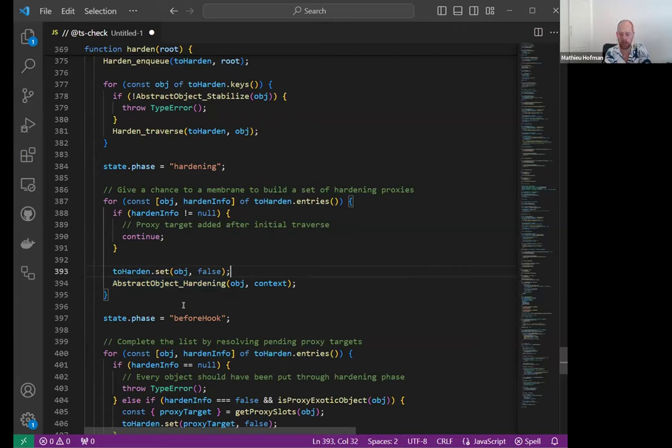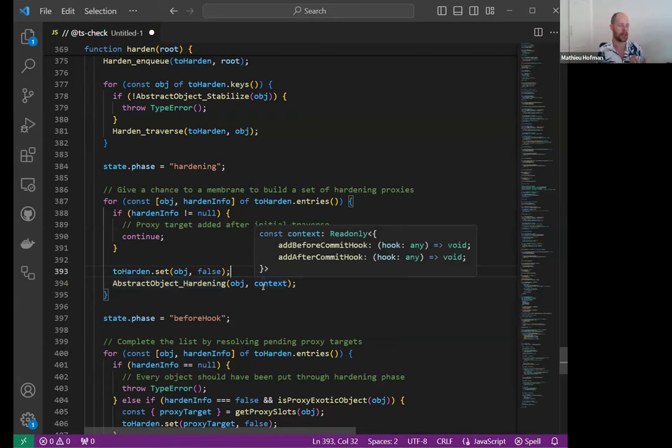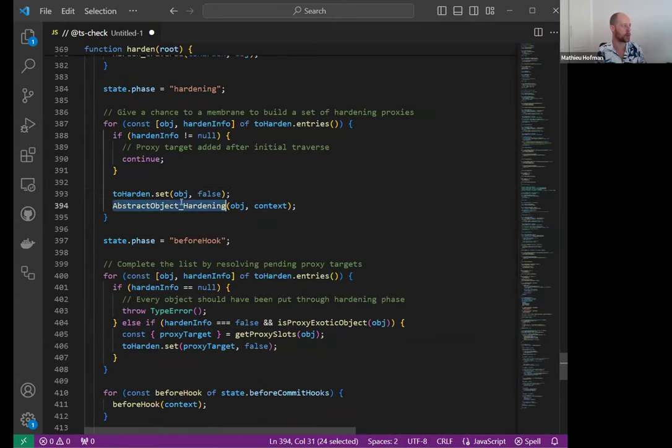If it is a proxy, it can use that to say, oh, I'm being asked to be hardened. Okay, I will not update the state of my shadow target. I will postpone that until I have talked to the other side of the membrane, but I want to talk to it atomically. So this is just about letting the proxy know, here are all the objects that are there. The proxy can use the context object to add a before hook callback so that it will be called at the end, once we've notified all the proxy objects that are going under hardening.